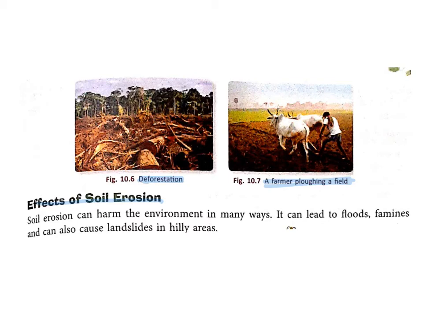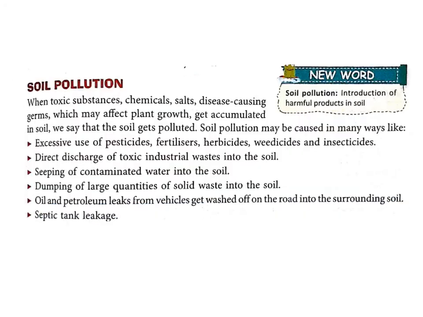Effects of soil erosion. Soil erosion can harm the environment in many ways. It can lead to floods, famines. Famine means the scarcity of food in a place, and soil erosion can also cause landslides in hilly areas. So see, children, all these points prove that soil erosion is a bad thing.